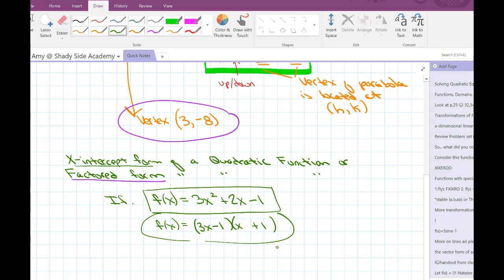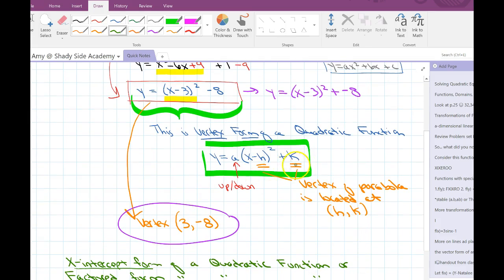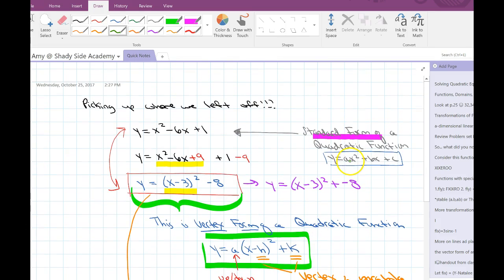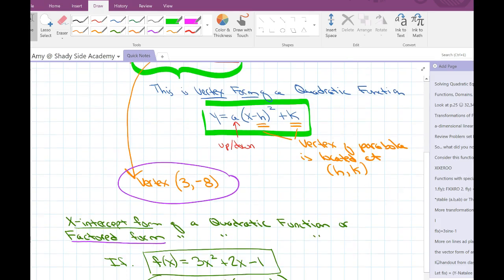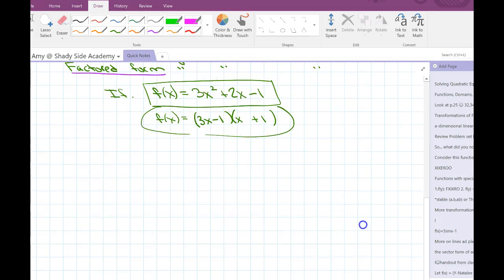The benefit of factored form is that what do you see really quickly of the parabola? You can see its x-intercepts, right? The benefit of vertex form is you can see what really quickly? Yes, the vertex. The benefit of standard form, I'm trying to think, what is the benefit of standard form? I guess the benefit of standard form is that you're often given questions or problems in standard form to start off with, and you have to know what to do with it. Okay, and so that is that.